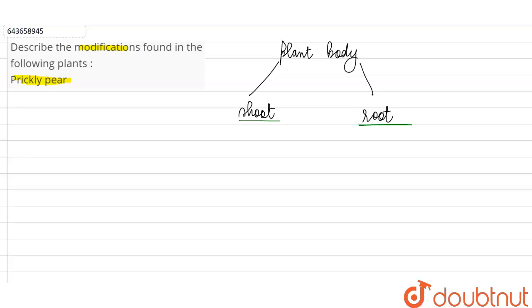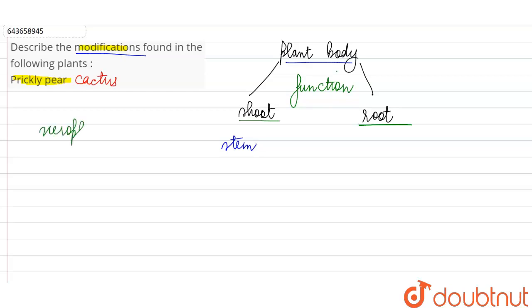But sometimes we see that these structures leave their main function, and there are some changes, some modifications in these parts of the plant body to perform some other function. So that is why we see in some cases both the stem and the root can show such a modification. And prickly pear is the name of a particular type of cactus plant.